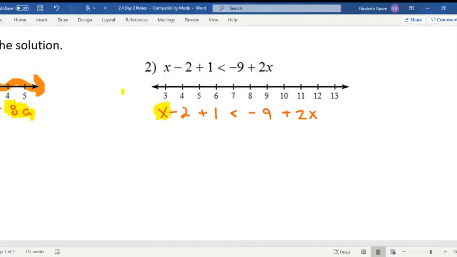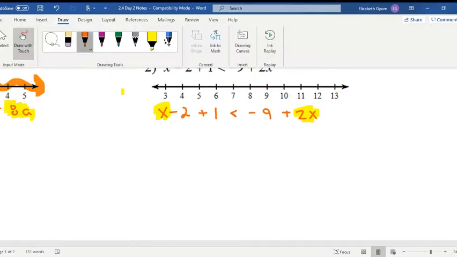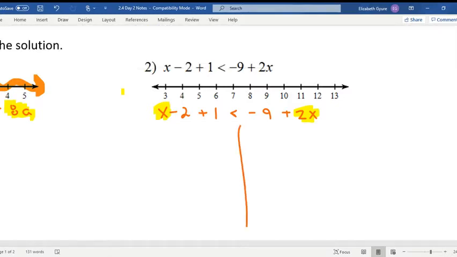So again, if it helps you identify those ahead of time, you're always welcome to highlight things and stuff. And then let's rearrange. Should x stay or go? Yeah. Yep, very good. X is going to stay. What about the negative 2? It goes and changes to a positive. Good. All right, then the positive 1 is going to go, yeah, and become negative.